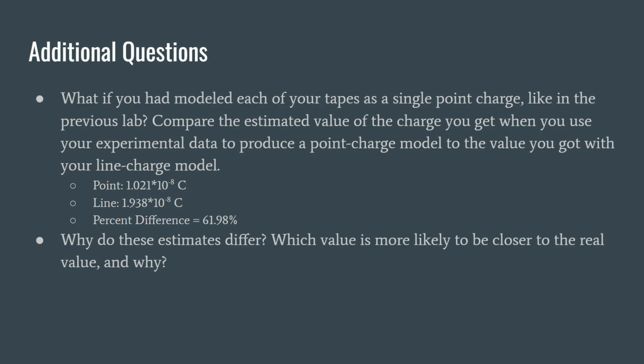As you can see, the point charge model of 1.021 times 10 to the negative 8 coulombs and the line charge model of 1.938 times 10 to the negative 8 coulombs has a percent difference of 61.98%, and previously in these slides you can see the differences between these two models and how vastly different they are.